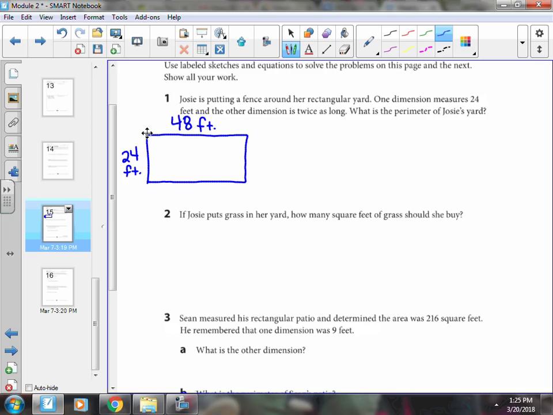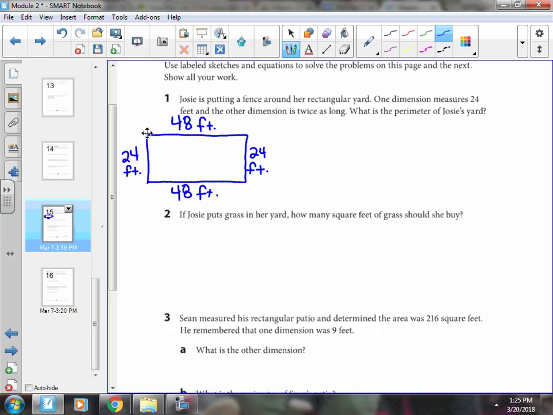Perimeter is the distance around the shape. Say it with me. Perimeter is the distance around the shape. So we need to add 48 plus 48 and 24 plus 24 and put it all together. And that will be the perimeter of the whole yard.